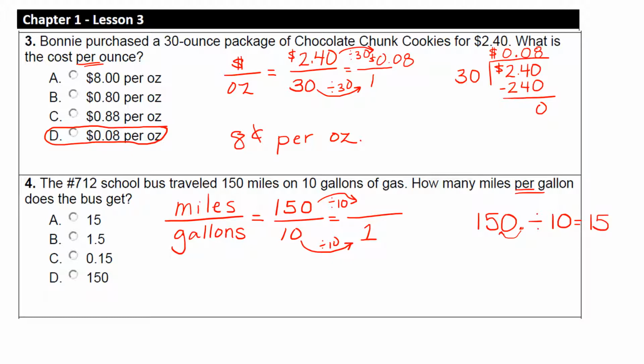Now, if you don't trust the mental math, of course, you could always actually do long division. 10 cannot divide 1. 10 is able to divide 15 once. You get 5 left over, bring down the 0. 10 is able to go into 50 5 times, which is 50, and you have 0 left over. So it's 15 miles per 1 gallon, which is answer choice A.